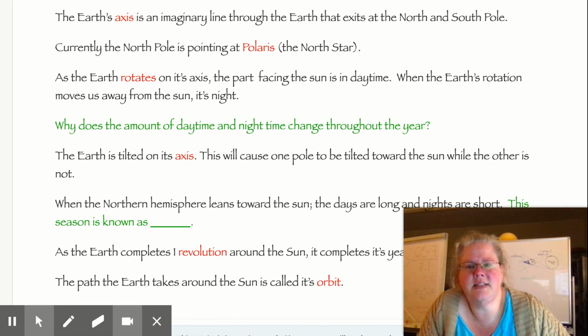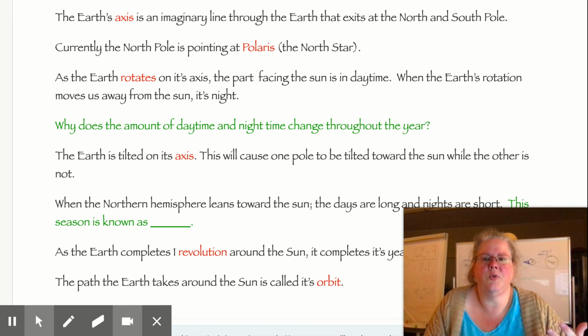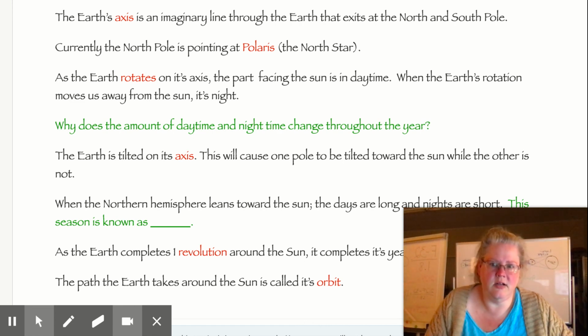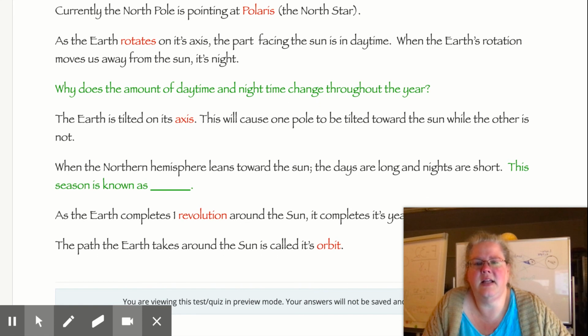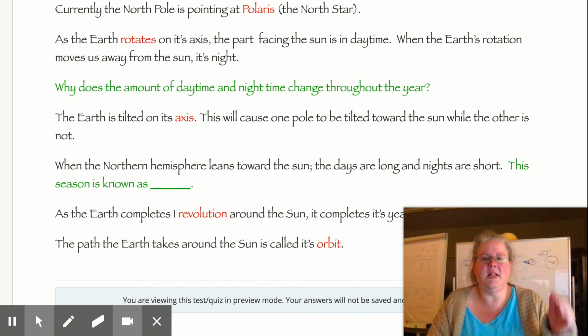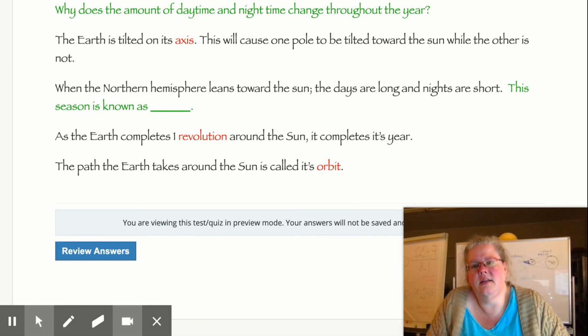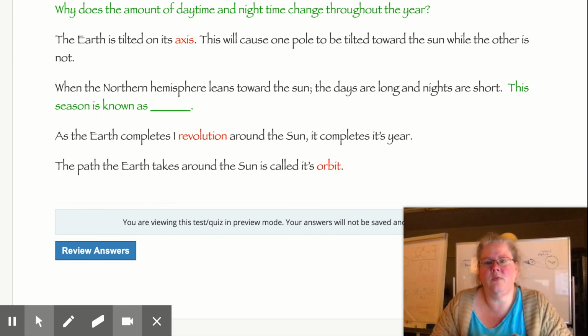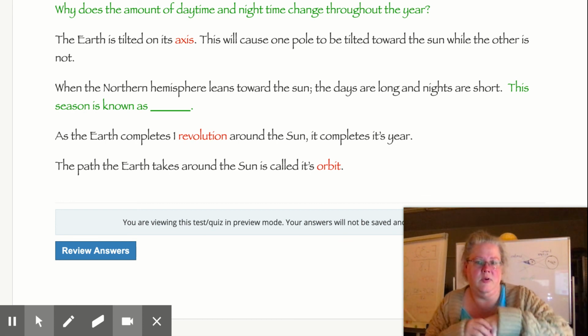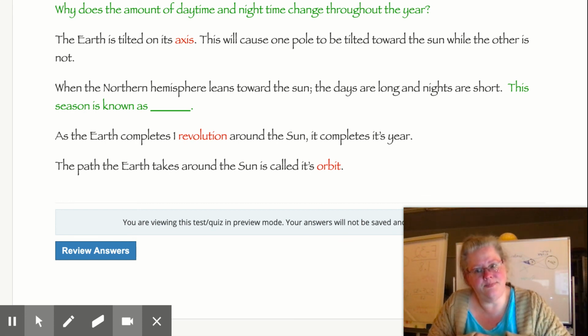As the Earth rotates on its axis, the part facing the sun is in daytime, and when the Earth rotates away from the sun, it's our night. Why does the amount of daylight change throughout the year? Well, it's that axis tilt of 23.5 degrees that causes the seasons. Seasons are caused by the tilt of the axis. And I think at this point, revolution and orbit: the Earth completes one revolution around the sun. It's called a year. The path that revolution occurs on is called the orbit.